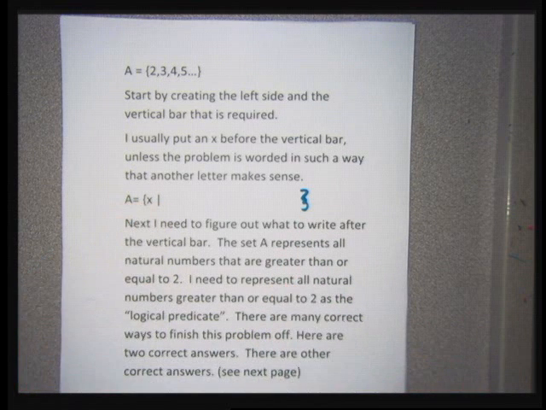That part, there's no creativity there. You just take that. That's like a template that you can just stamp for any time you're asked to write something using set builder form. You can just throw that in.